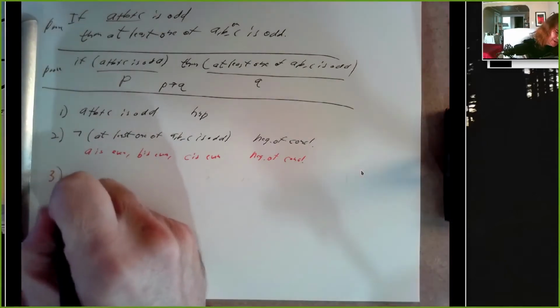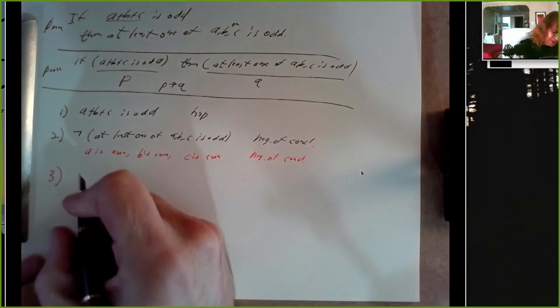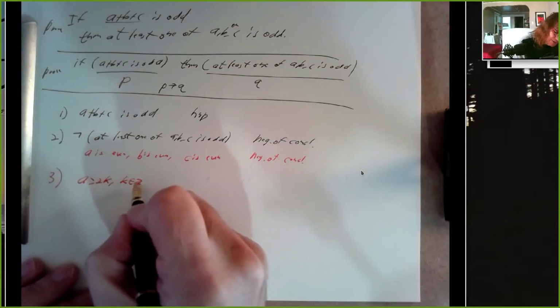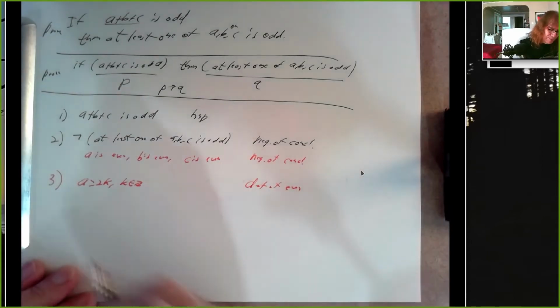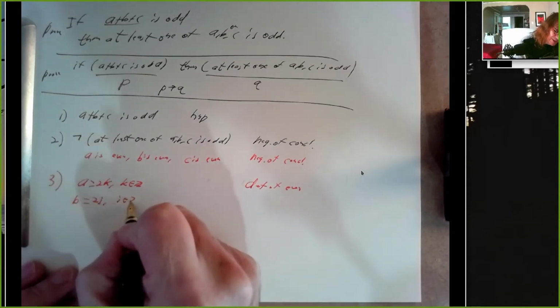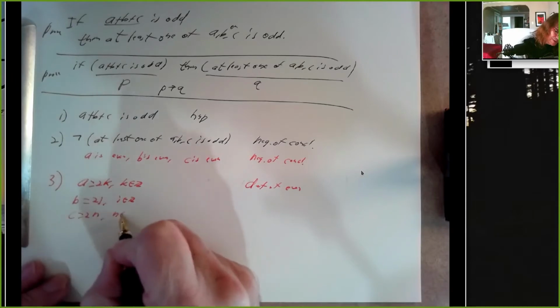to the other even-odd proofs we've done. So if A is even, let's use the definition of even and say A equals 2 times K, where K is an integer. That's the definition of even. And we can do the same thing. B is even, so B is 2 times J, J is an integer. And C is 2 times N, where N is an integer.